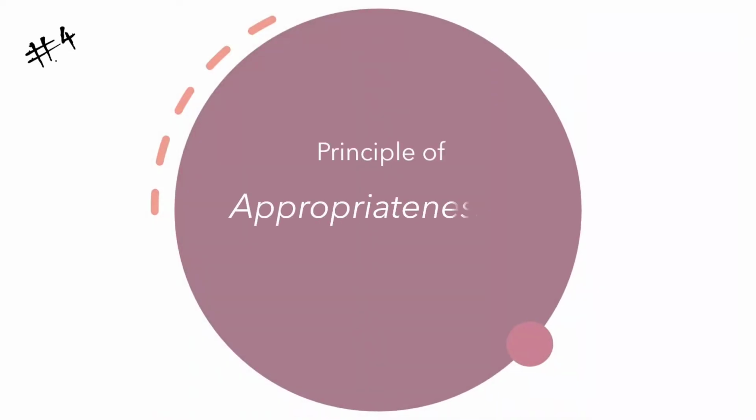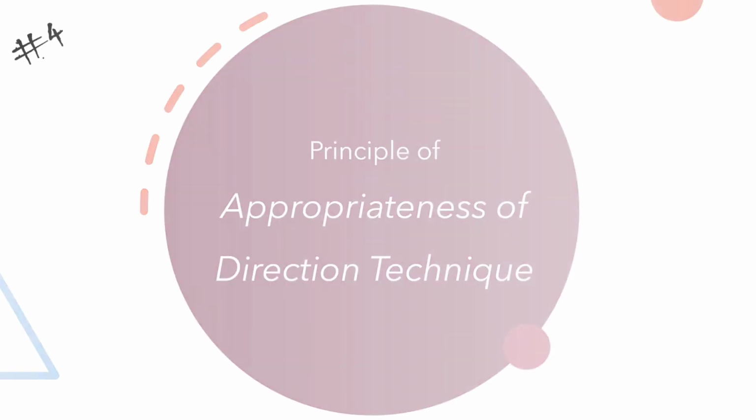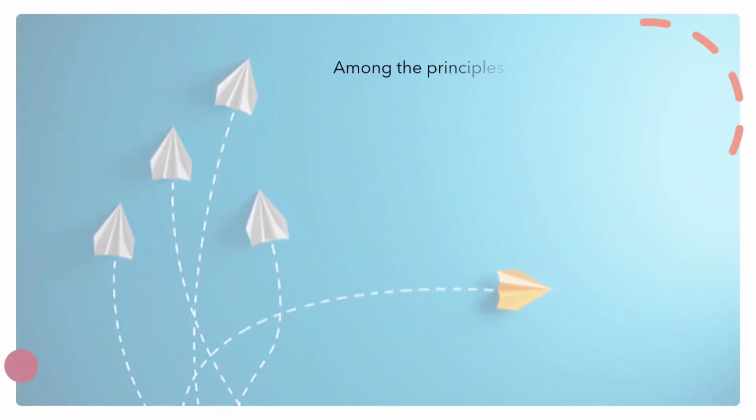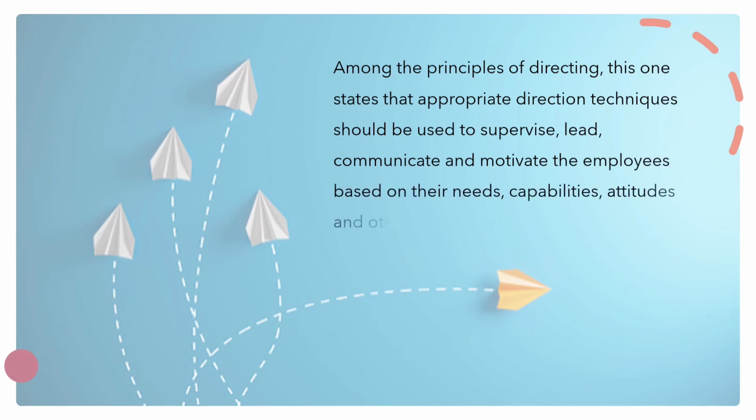Principle of appropriateness of direction technique. Among the principles of directing, this one states that appropriate direction techniques should be used to supervise, lead, communicate, and motivate the employees based on their needs, capabilities, attitudes, and other situational variables.